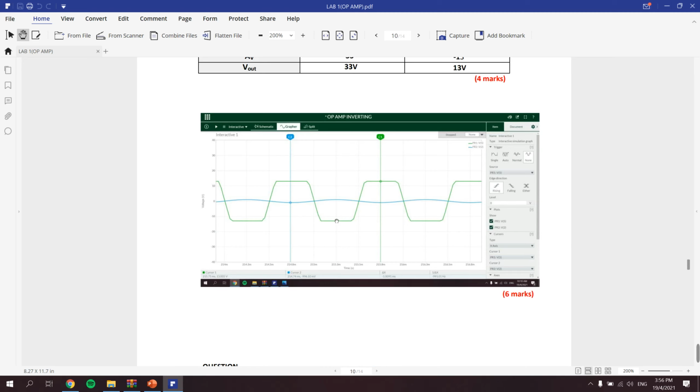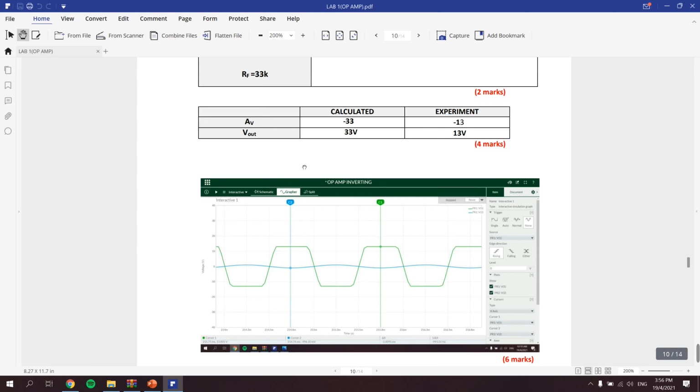In conclusion, we got the output that we wanted, and we learned how the operational amplifier functions, which is inverting and non-inverting. I think that's all for my presentation.